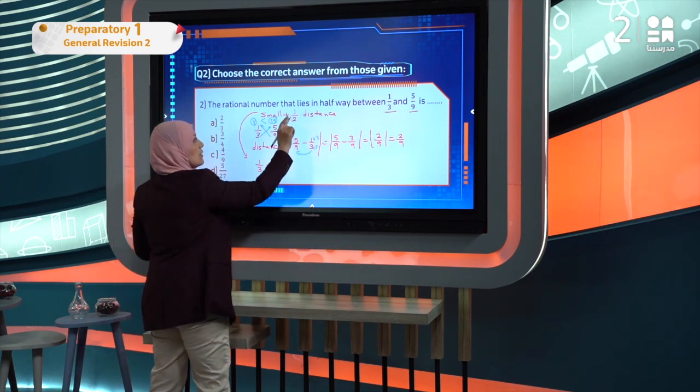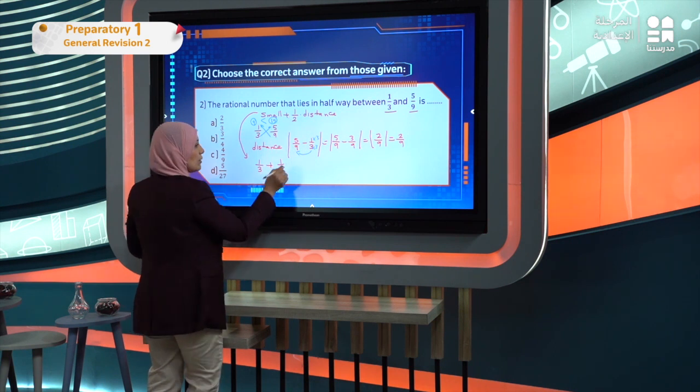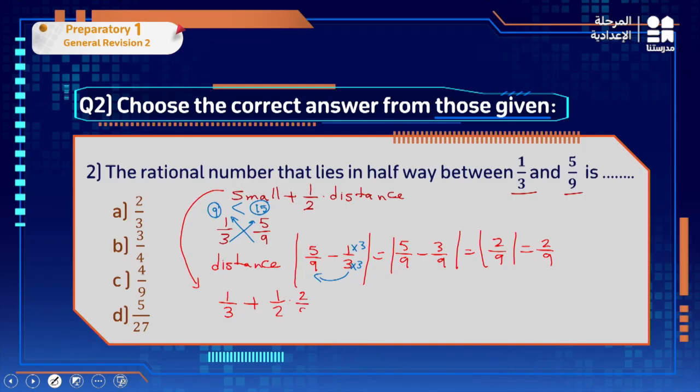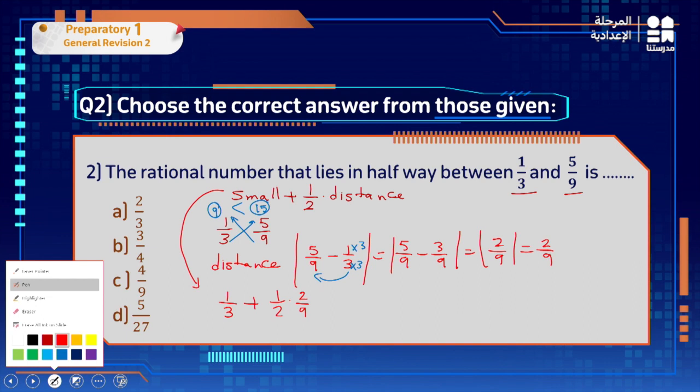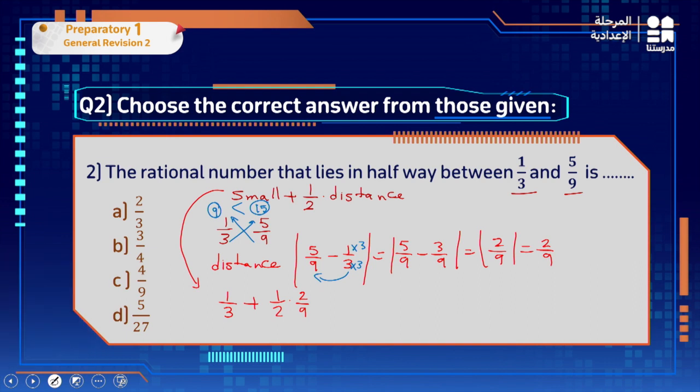And here, the relationship of half and distance is multiplication, of course. And when we multiply, we can simplify or divide by the same number up and down. We are going to cancel 2 up and down. We will return here. It is 1/3 plus 1/9. Also, we can convert the 3 to be 9 by multiplying it by 3 up and down.